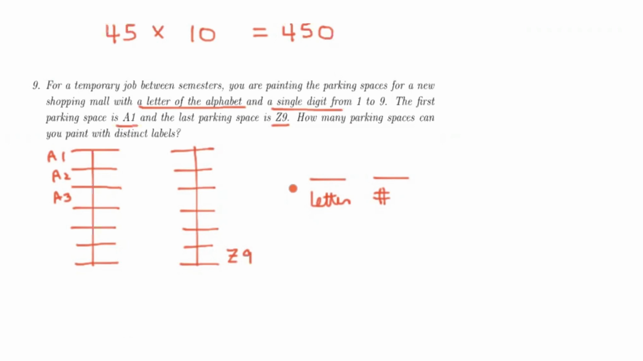So this is A1, A2, A3, so on and so forth, B1, B2, B3, so on and so forth, and Z1, Z2, and so on. Okay, so how many letters do we have? We have 26 letters. How many numbers? We have 9 numbers, 1 through 9. Multiply. This is the fundamental counting principle, because it has 2 different groups that can combine. So multiply this together. 26 times 9, 234.